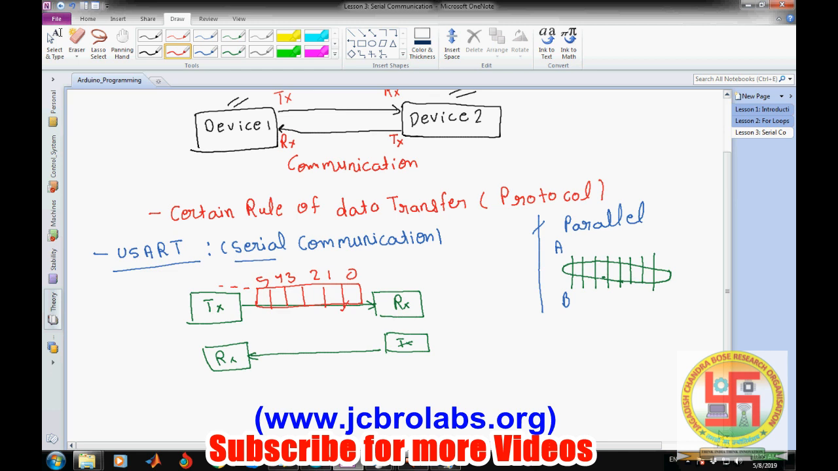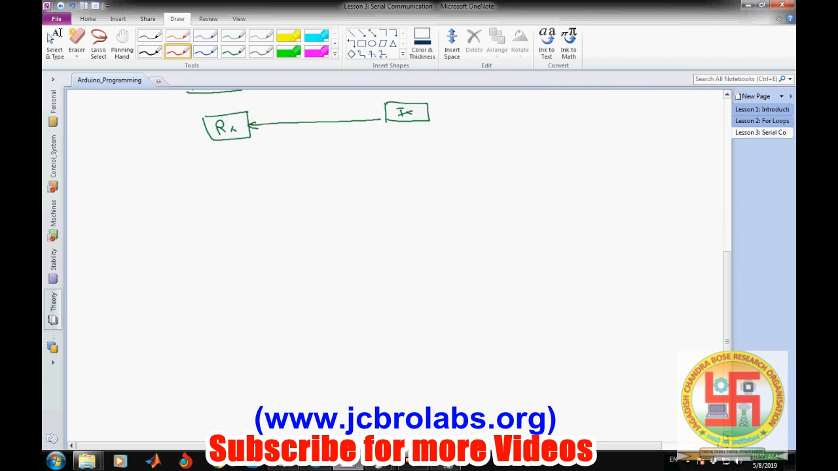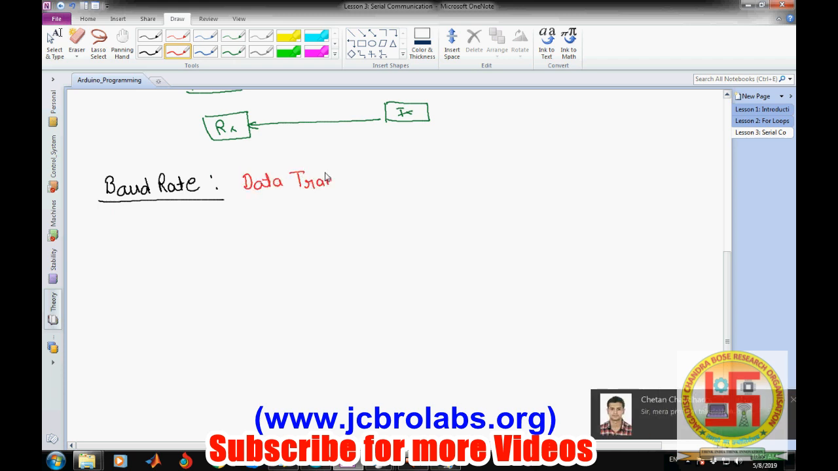Obviously, when we are talking about serial communication, there are certain terms which you should remember, and a very basic one is known as the baud rate. Baud rate specifies how many bits, or we can say it is the data transfer rate.